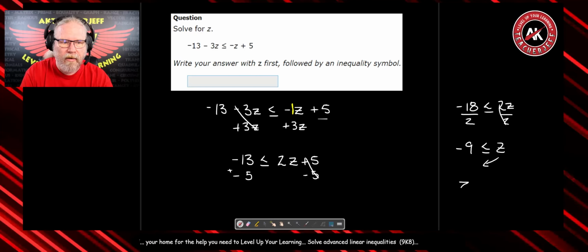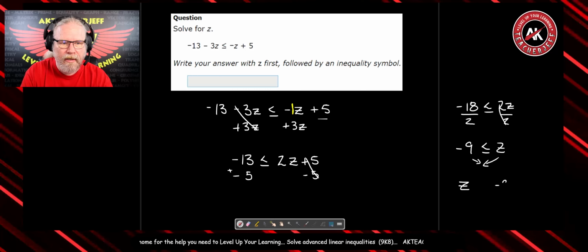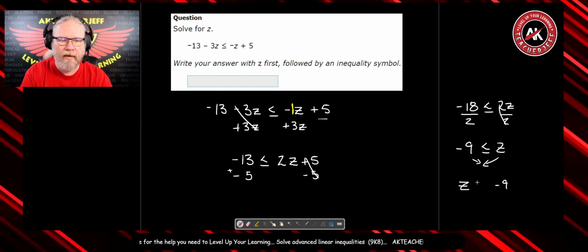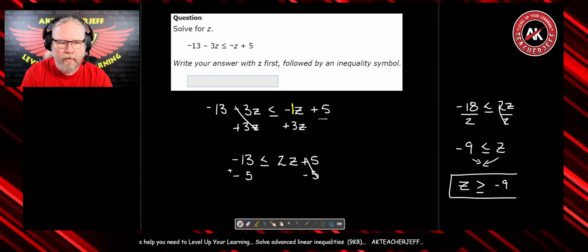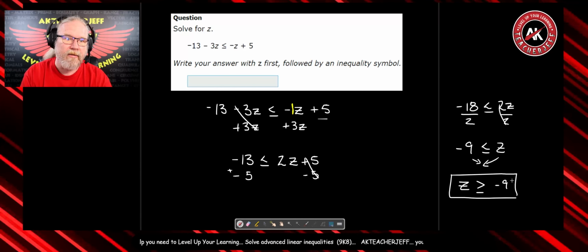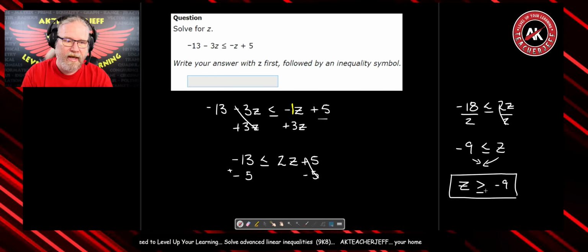Now let's move that z over to the left. Send my negative 9 over to the right. And it's pointing at the negative 9, so we'll make it point at the negative 9 again. Or we can say that negative 9 is less than or equal to z is the same thing as z is greater than or equal to negative 9.